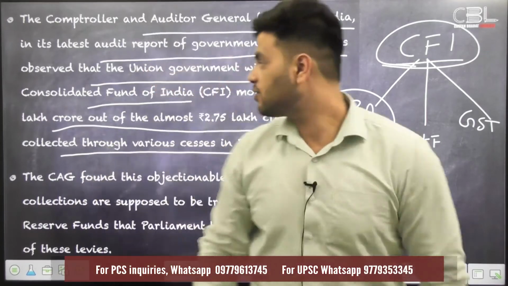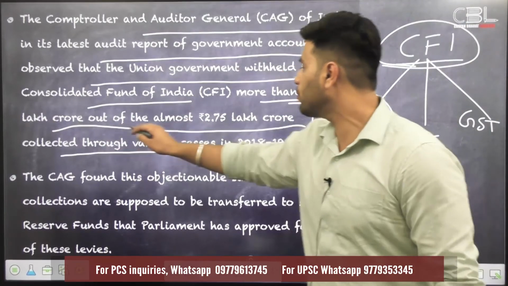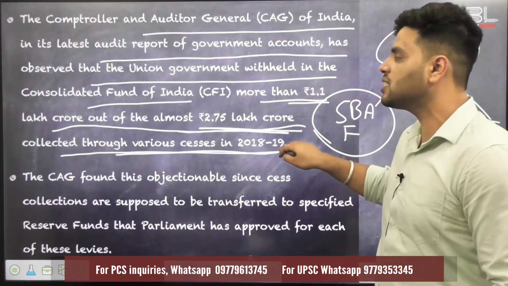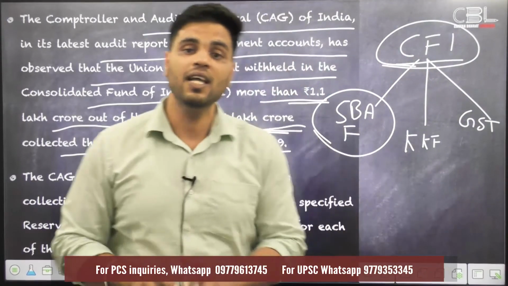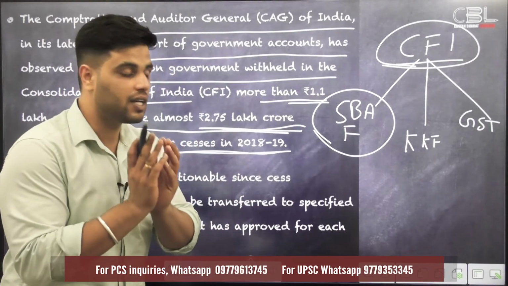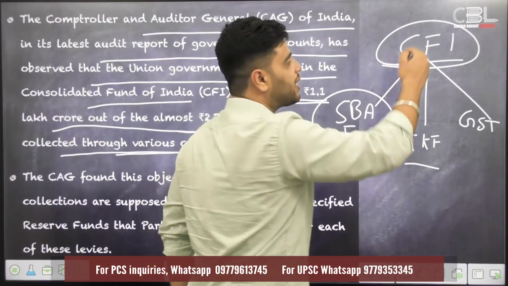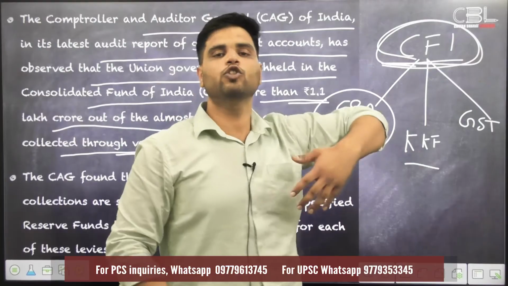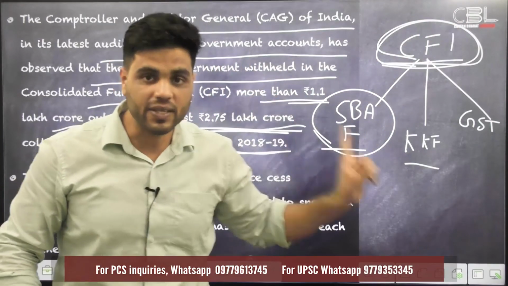Now what CAG has found is that some amount of money, 1.1 lakh crore out of the almost 2.7 lakh crore collected through various cesses was withheld in Consolidated Fund of India. That means government did not transfer some amount of cess collected to their respective funds. It actually kept with itself. And government kept this amount with itself so that it can fulfill its other obligations. Now that is not legally permissible.